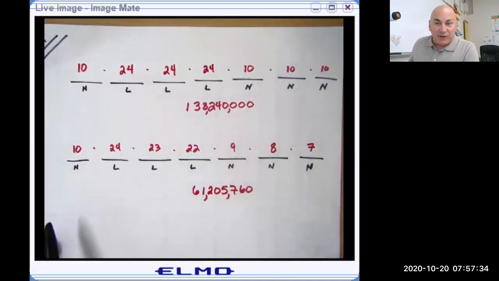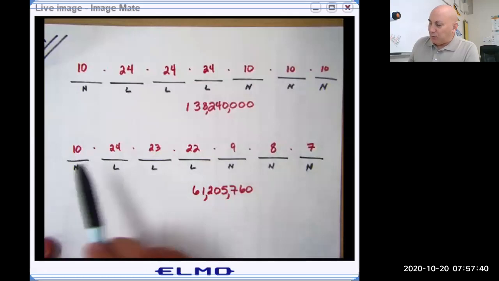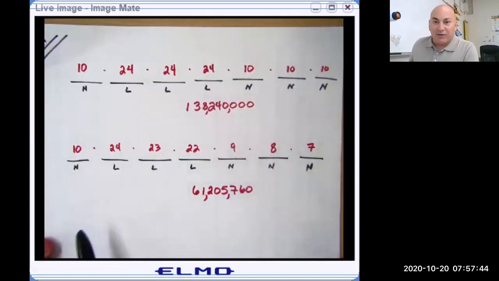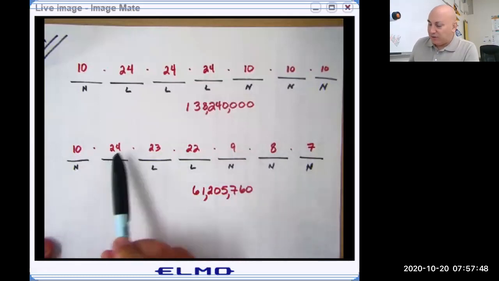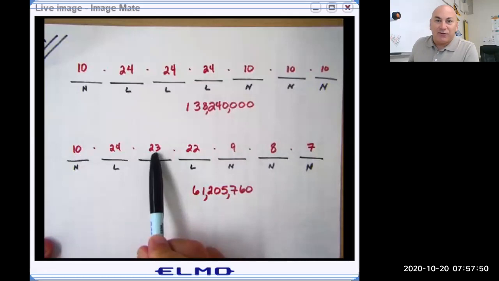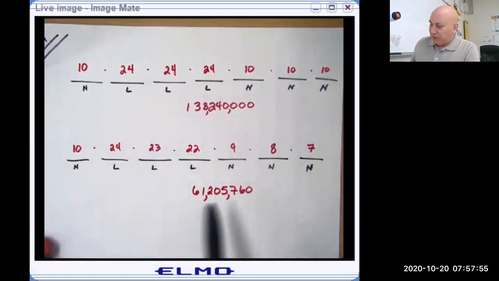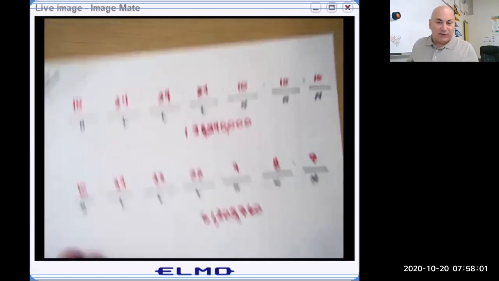Now, if you can't reuse them, you do have 10 digits to choose from here. But once you've chosen one, you only have 9 left for here, 8 here, and 7 here. And once you've chosen one of your 24 letters here, there are only 23 left to choose here so that you can't reuse. And then only 22. So you can see we're down to less than half the number just by not allowing reusing.